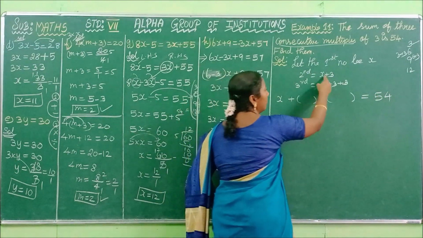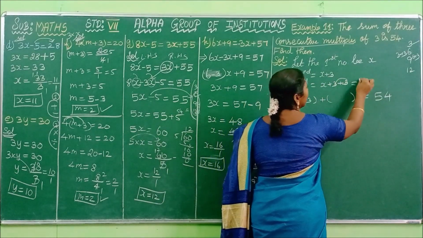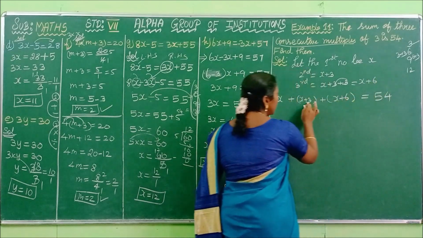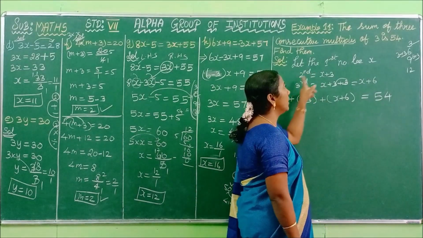X. What is the second number? X plus 3. What is the third number? 3 plus 3, 6. So the third number is x plus 6. If you add these 3 numbers, you get the answer 54. What they are asking? What are the numbers?